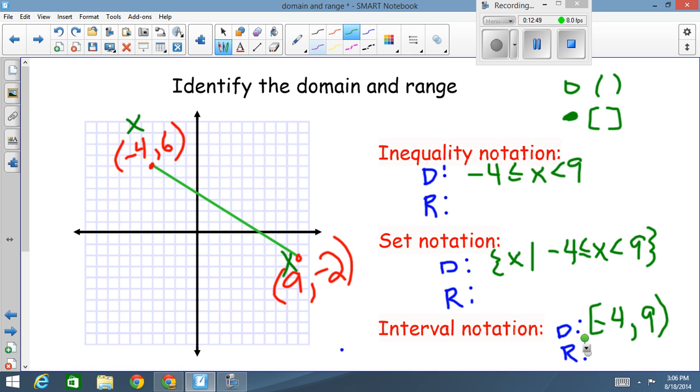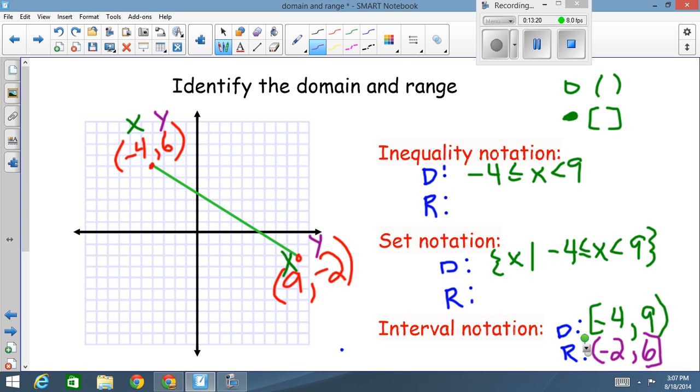The range is dealing only with the y values. So the lowest y value, whoops, I don't want to put a parentheses there. The lowest y value is -2. The highest y value is 6. I'm including the 6 because of the filled in point. I'm not including the -2 because of the open point down there.